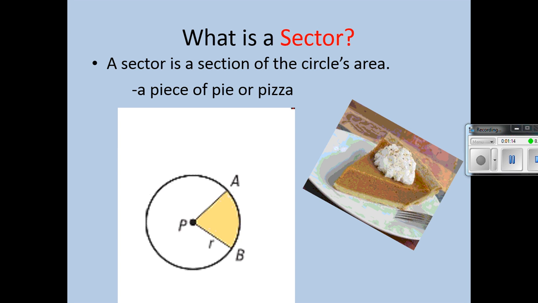Okay, so what is a sector exactly? Well, a sector is a section of the circle's area. It's like a piece of pie or circle. It's this yellow shaded part, if you will. It's the whole area of that. Okay, so I don't want the area of the whole circle. I just want an area of the piece. Okay, so we're looking for that area of just that piece.